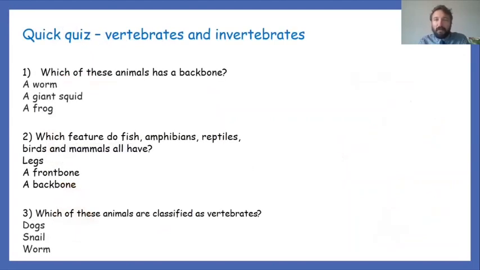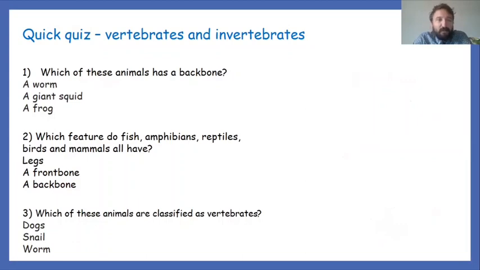Right, let's move on to, I think it is pop quiz time. Okay, my favorite time of the video. Quick quiz then about vertebrates and invertebrates. Let's test your knowledge for today. Number one, which of these animals has a backbone? A worm, a giant squid, or a frog?